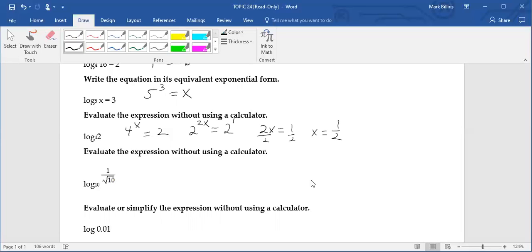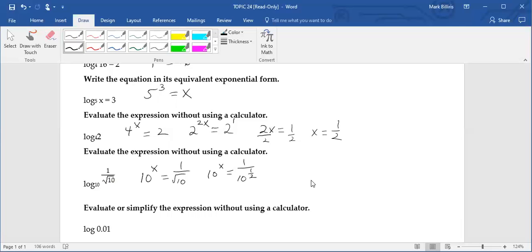My next example, same thing. I'm going to start by changing it into exponential form. So my base is 10. I'm looking for my exponent, and that's going to equal 1 over the square root of 10. So I need to change these so that these have the same base. So this is 10 to the x power equals 1 over 10 to the 1/2. Keep in mind when we're writing this and it's a rational exponent, that's the same as a radical.